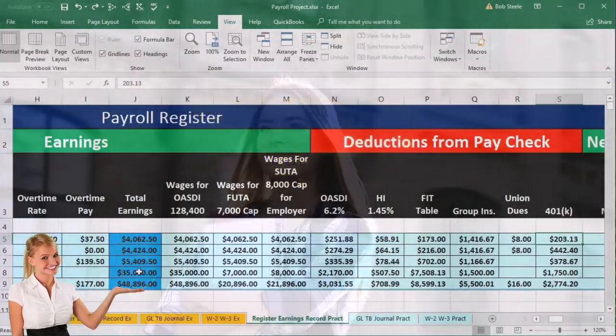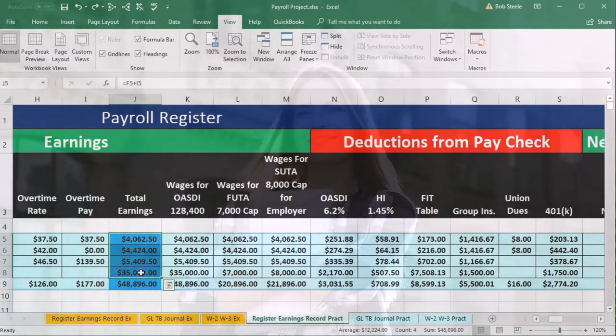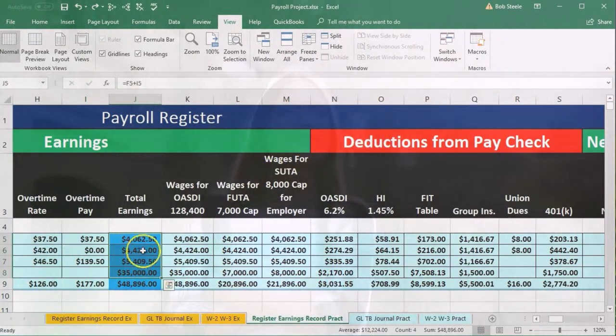We're jumping back over here to the payroll register. Note that we're going to be using these numbers in order to look up this information for the total earnings, which isn't entirely correct.